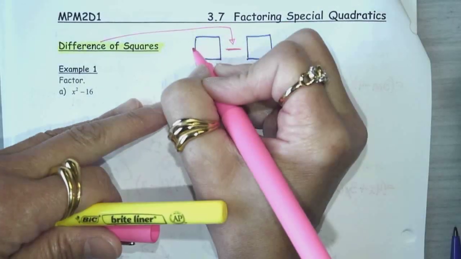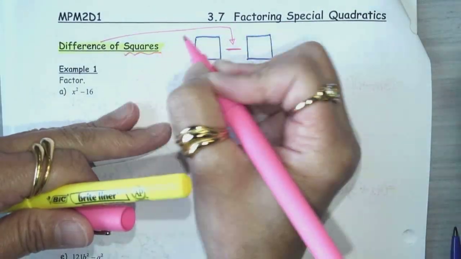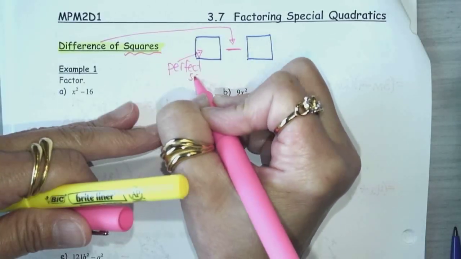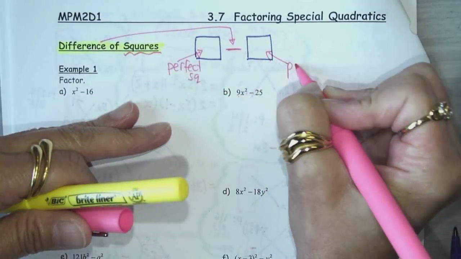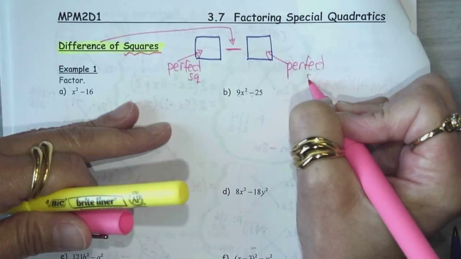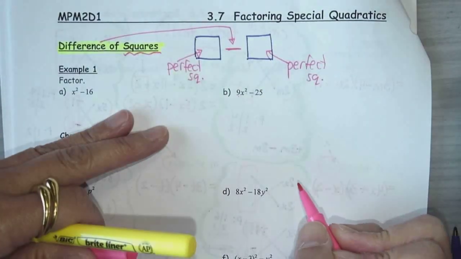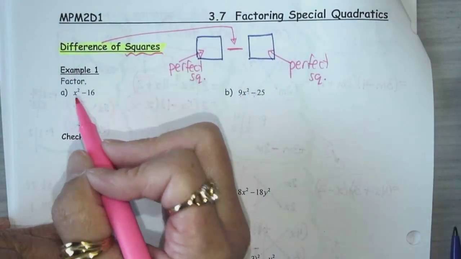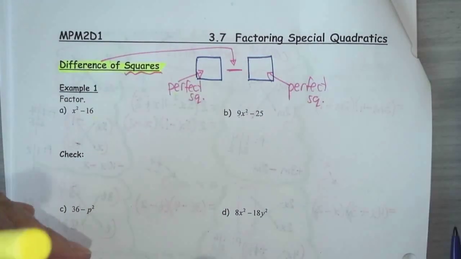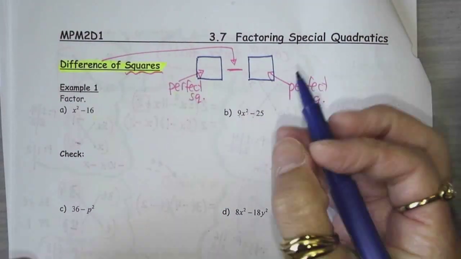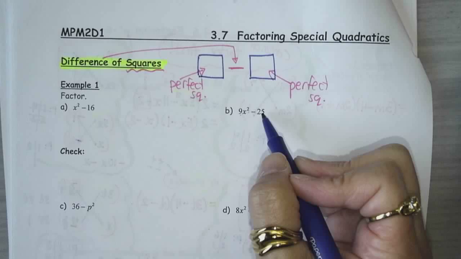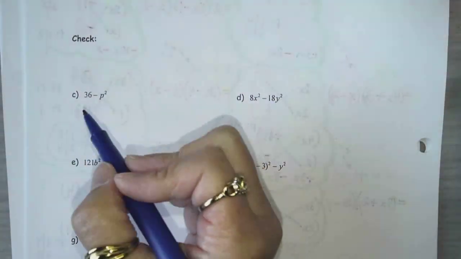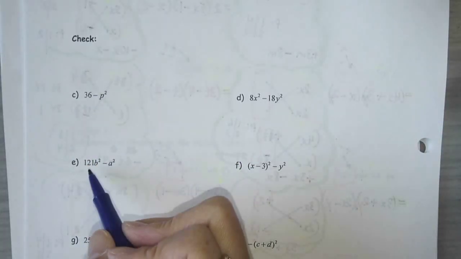Each one of these has to be a perfect square. So when it says squares, that's a perfect square, and that's a perfect square. What's a perfect square? A perfect square is like 3 times 3, 5 times 5, 4 times 4, 6 times 6. So perfect squares are numbers that can be multiplied with themselves. Does that make sense? So 5 times 5, 3 times 3, 4 times 4, 6 times 6, 11 times 11.